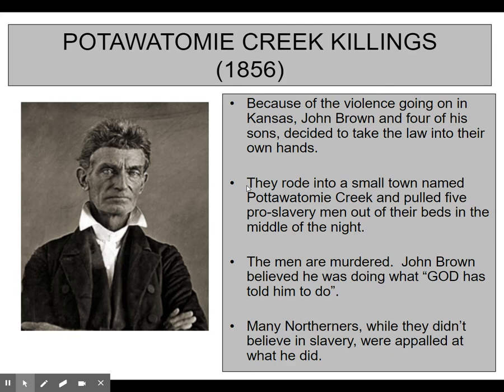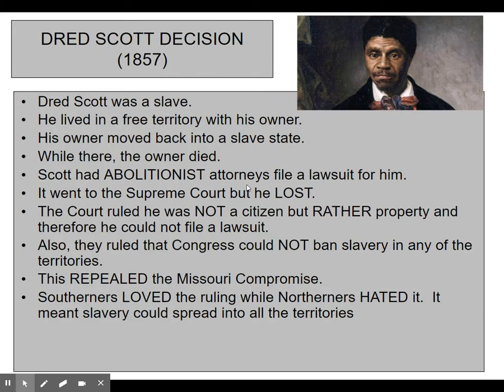So he was a part of that. You'll hear more about him in a minute. All right, another step toward the Civil War was the Dred Scott decision of 1857.